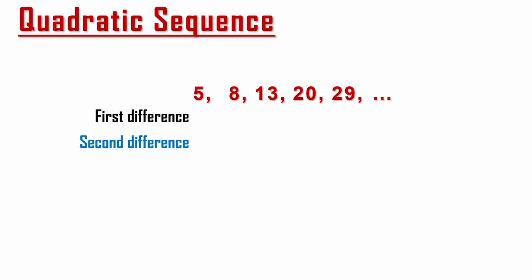Let's take an example: 5, 8, 13, 20, 29. Our goal is to find the general formula for this sequence. To begin, we calculate the first difference by subtracting each term from the one after it. For this sequence, the first difference is 8 minus 5 gives us 3, 13 minus 8 gives us 5, 20 minus 13 gives us 7, and 29 minus 20 gives us 9.